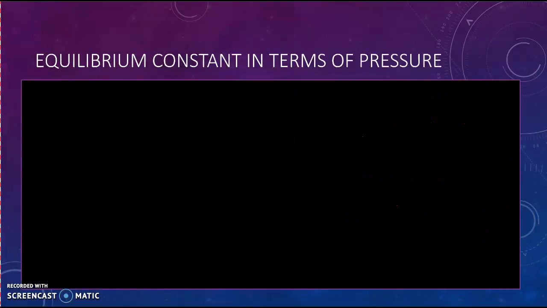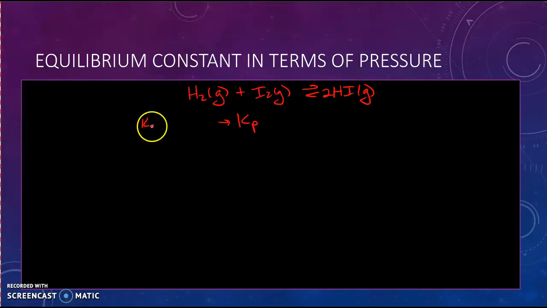Now, one of the cool things that we can do here is not only can we use concentrations, but if we have a gas phase reaction like we do here, there's also an equilibrium constant in terms of partial pressure, so 2HI. And the good news is it works the same way. So we call this the Kp. So this is the KQ in terms of pressure, partial pressure I should say.